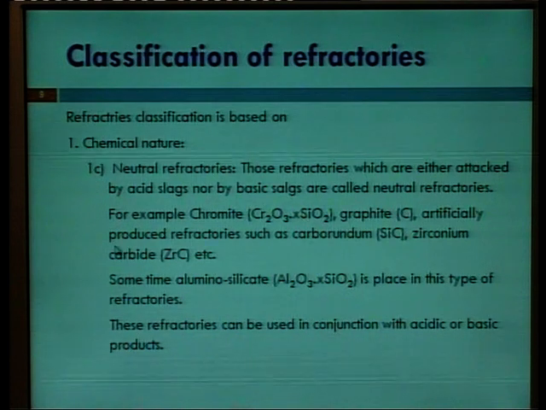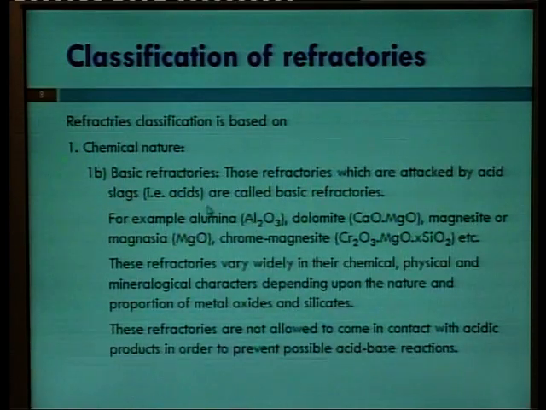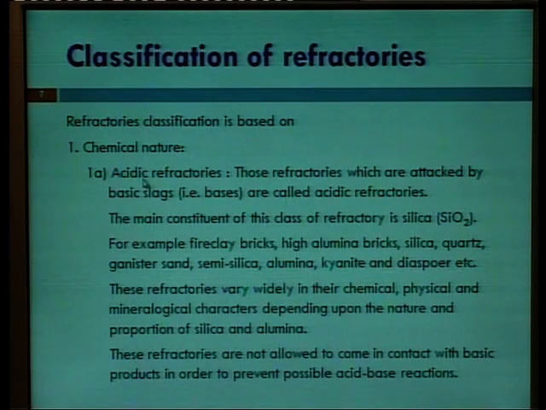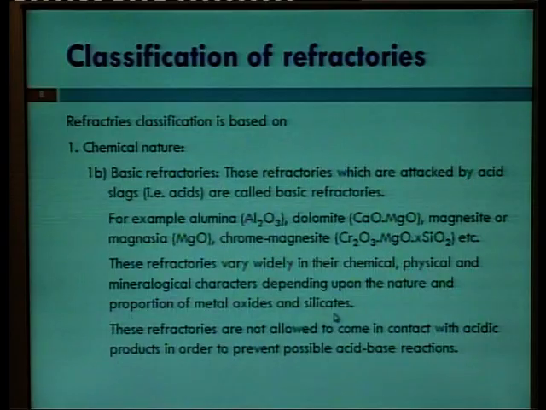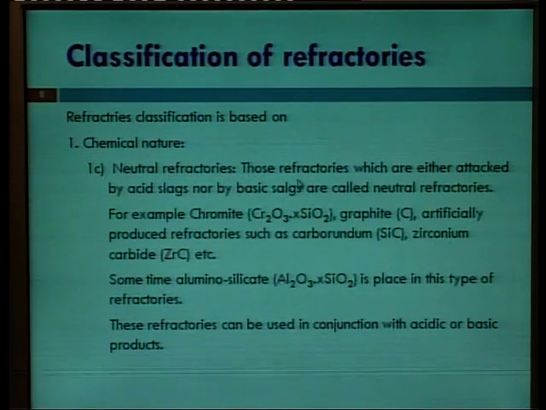Okay. So, the third important chemical class is neutral refractories. As you know, basic refractories are attacked by acids and acidic refractories are attacked by bases. So, when you say neutral, it is neither attacked by the acid nor by the base. Those refractories which are attacked neither by acidic slags nor by basic slags are called neutral refractories. There must be some, neither attacked; it should be neither.